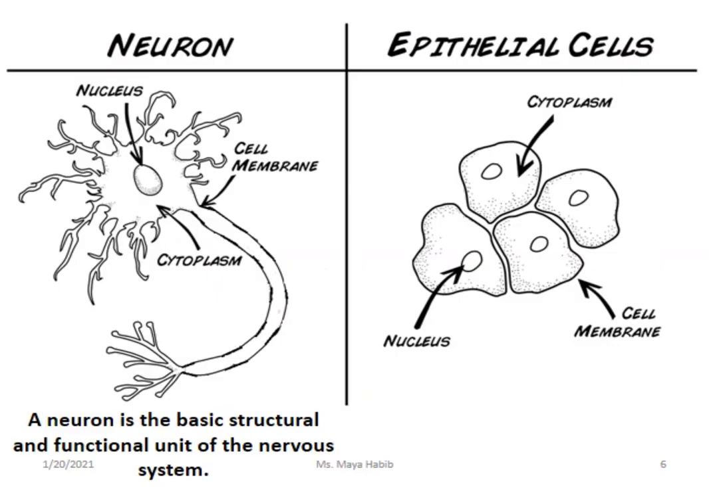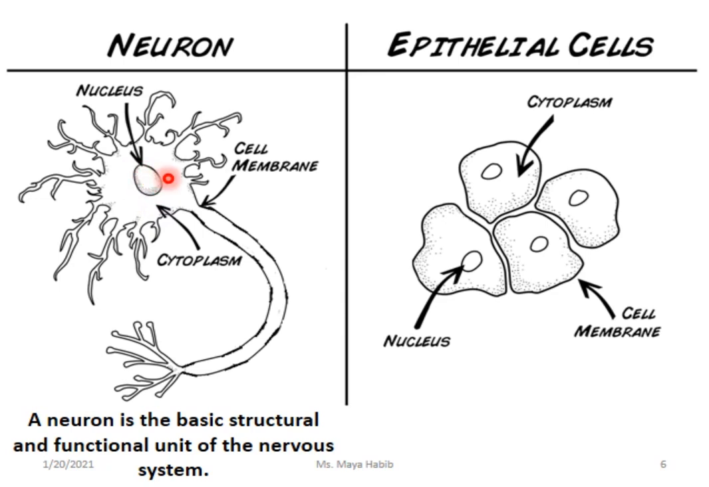Now if we compare a neuron or a nerve cell to an epithelial cell, for example a cell taken from our skin, so this is an epithelial cell, and we want to compare it to a neuron, you can see that the neuron, similar to the epithelial cell, has all the main structural components, meaning it has the cell membrane, which is the membrane forming the boundary of the cell, and of course you have within the cell the cytoplasm, so the cell is filled with cytoplasm, and within the cytoplasm you have the nucleus.